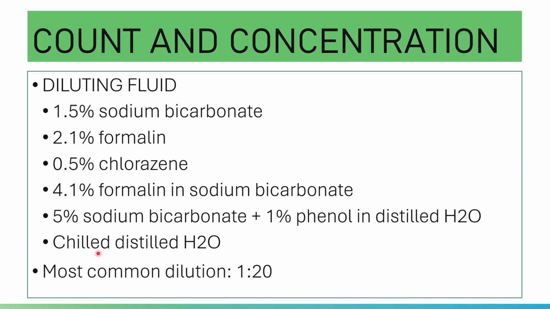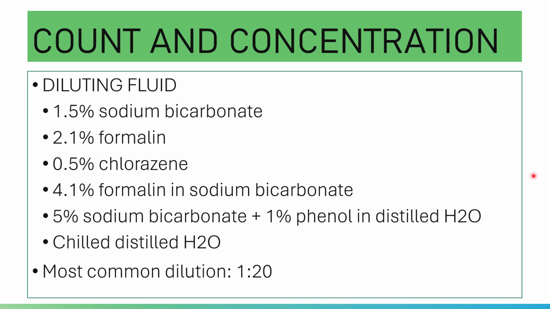So, for our laboratory activity on Monday, we will utilize chilled distilled water. And the most common dilution employed for sperm count and sperm concentration is 1:20. How are you going to achieve this? You make use of the WBC Thoma pipette.